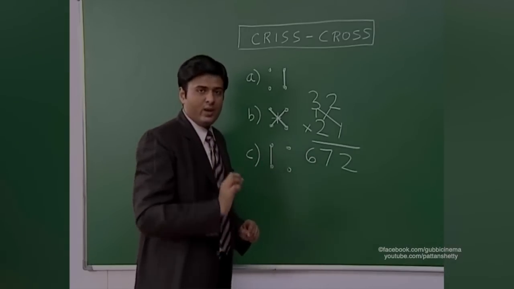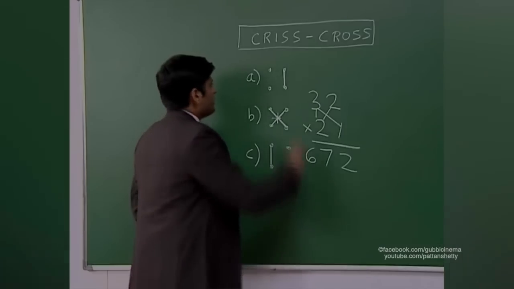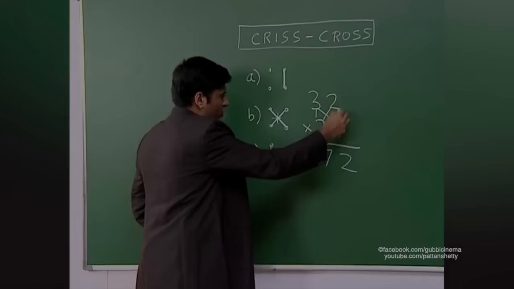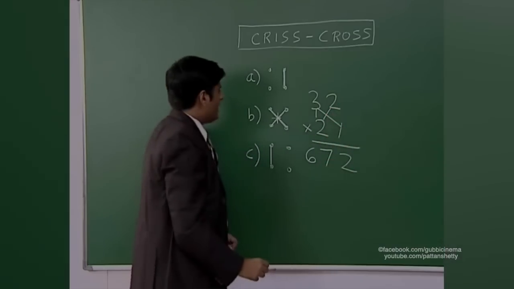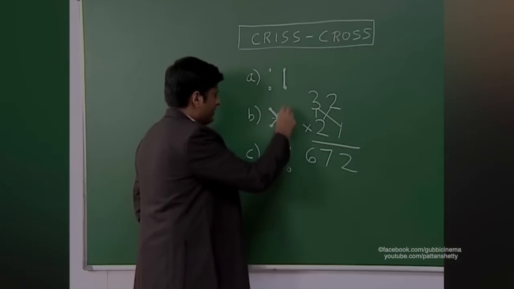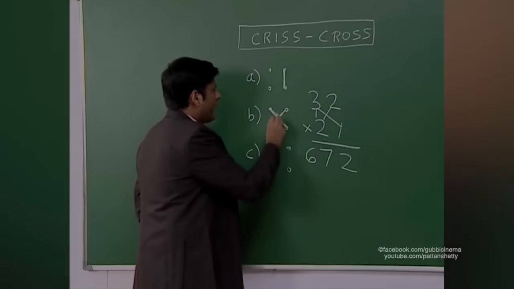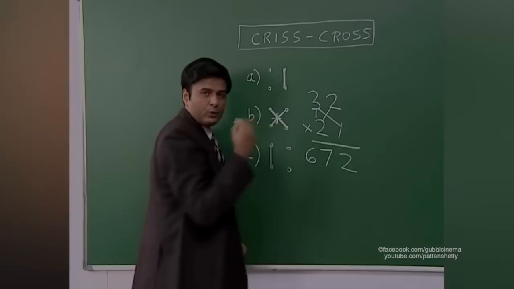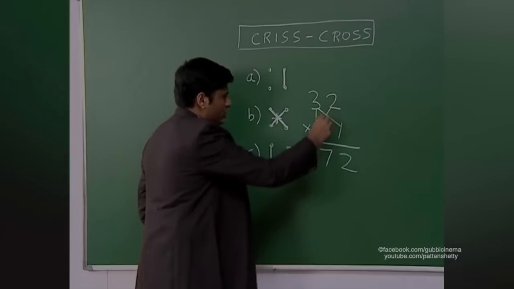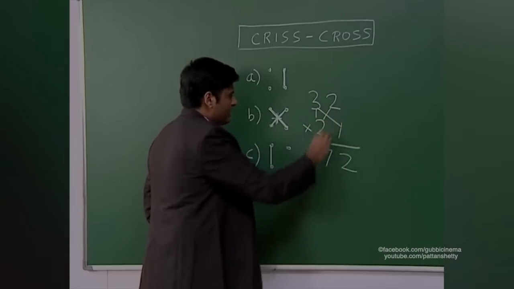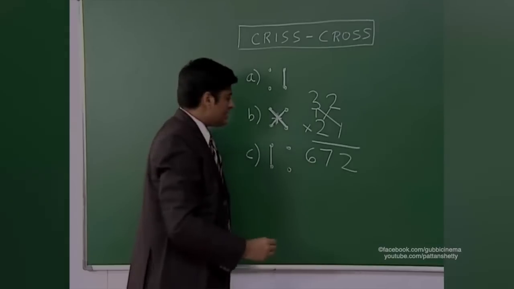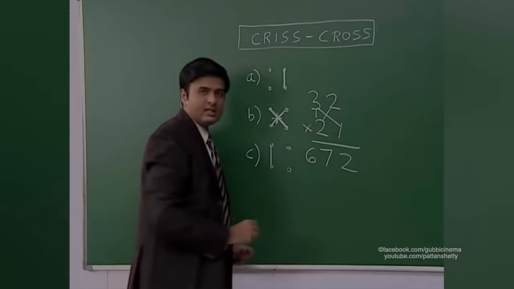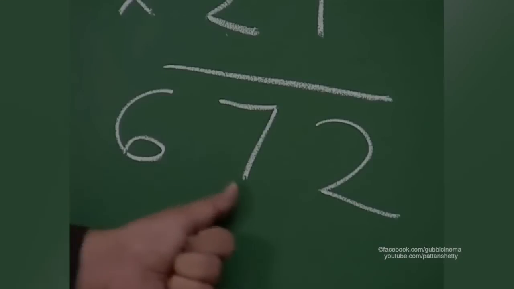Let me quickly revise this example for you. First step says multiply these two numbers right and right. So 2 times 1 is 2. Second step says cross multiply this and this. We will add both the answers. 3 times 1 is 3. I put 3 in my mind. 2 times 2 is 4. 3 plus 4 is 7. Last step says multiply these two numbers. 3 times 2 is 6. My final answer is 672.